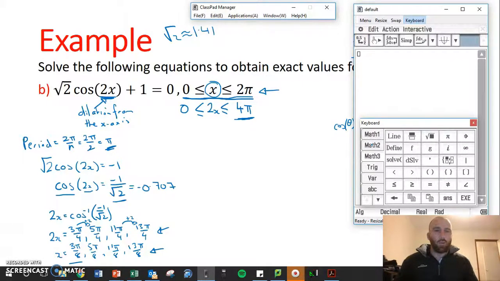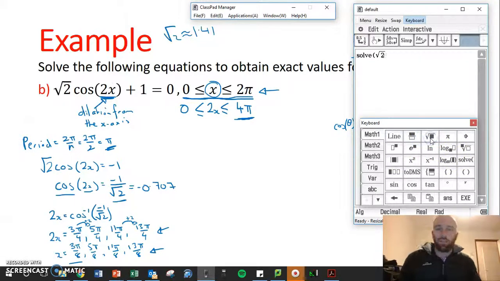Just a quick note before we move on. We can actually solve these using our calculator. I'm going to show you how to enter these into your calculator. We're going to use the solve feature to generate all these values. I want to enter this function to solve: square root 2 of cos bracket 2x close bracket plus 1 equals 0. So the exact same function that I have there in the PowerPoint.